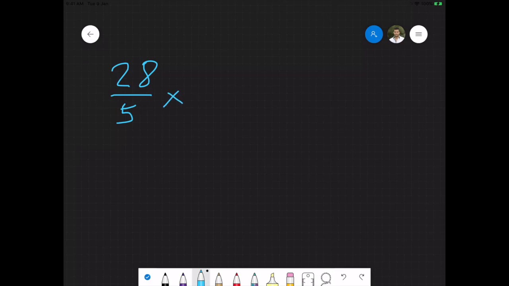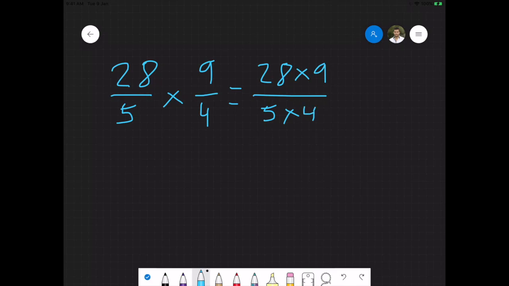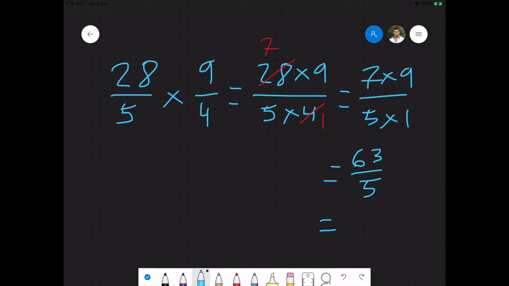28/5 times 9/4. We will do 28 times 9 over 5 times 4. Last week we learned that we can simplify by finding common factors between the numerator and the denominator. Here I'm noticing that both 28 and 4 can be divided by 4. 28 divided by 4 is 7 and 4 divided by 4 is 1. So my new equation will be 7 times 9 over 5 times 1. 7 times 9 is 63/5. Now I have to think how many times 5 goes into 63. I know that 5 times 12 is 60 and the remainder is 3 out of 5, and this will be the answer.